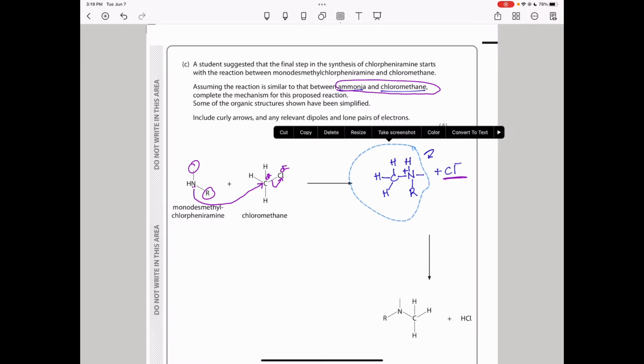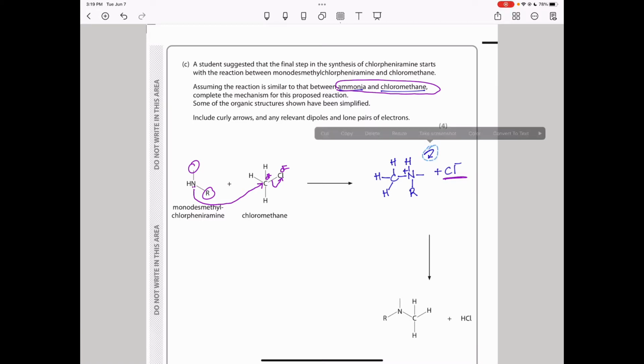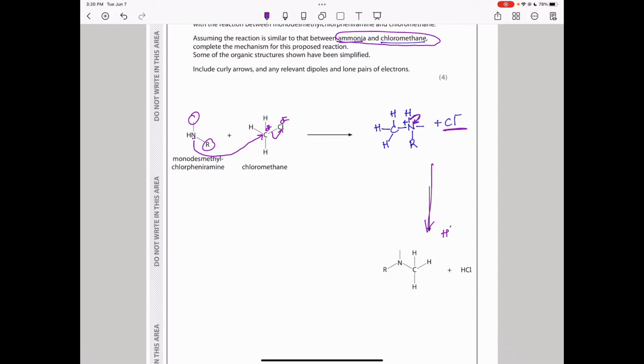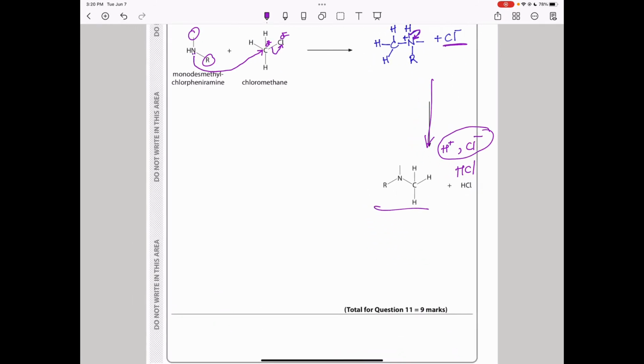However, in this structure, nitrogen has a positive charge on it. It means this is going to be unstable, and to prevent that, the bond is going to break. That's why I'm returning this arrow. This bond breaks like that, returning the lone pair onto nitrogen and releasing the hydrogen. So this step here is to release the hydrogen. So basically, the hydrogen is going to be released, and there will be chloride in solution. These two will react together to produce HCl, and then the other product is going to be that. That is the end of question 11.